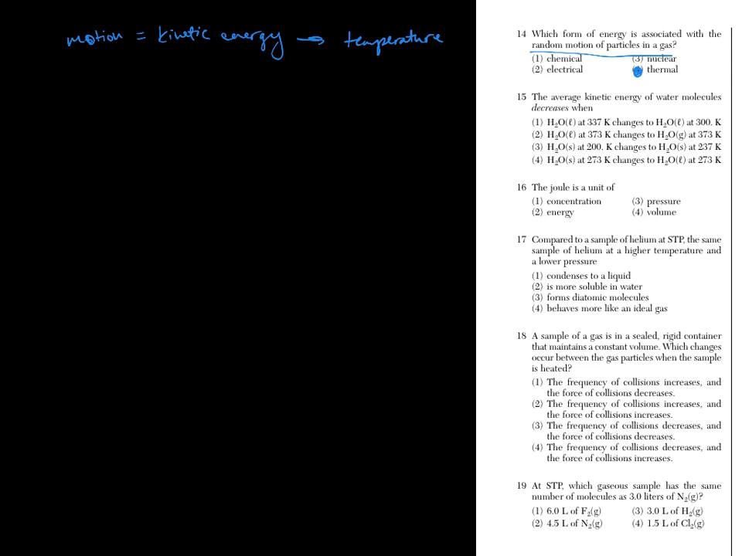Now, following up with that same idea, number 15, average kinetic energy. Kinetic energy, you look at temperature, so we're looking for when the average kinetic energy decreases. So we're looking for a decreasing temperature for the decrease in kinetic energy. And they're all given in Kelvin, so the only one that shows a decrease in temperature is choice 1.